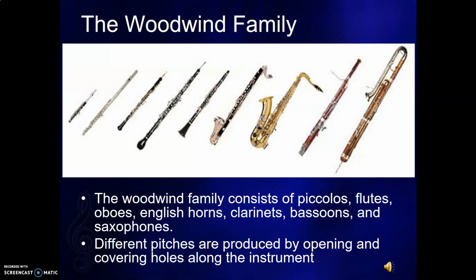So we're going to look at the families. Here we have the Woodwind family. And if you look from left to right, you've got the piccolo, the flute, and all these different wind instruments that are organized in size there. Naming some of them: piccolos, flutes, oboes, English horns, clarinets, bassoons, and saxophones. The different pitches are produced by opening and covering holes along the instrument.